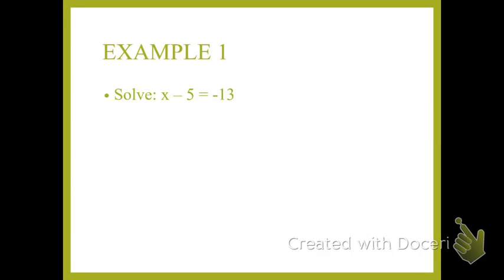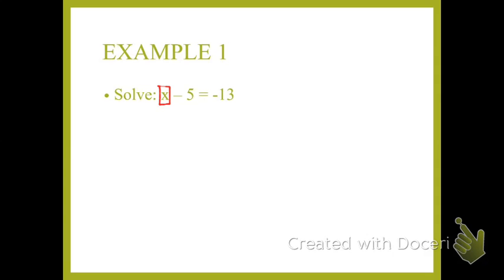In this next video, we will solve a few equations. For this first one, we have x minus 5 equals negative 13. When we say that we want to solve an equation, it means that we want to isolate the variable, or in other words, get an answer that looks like x equals some number.